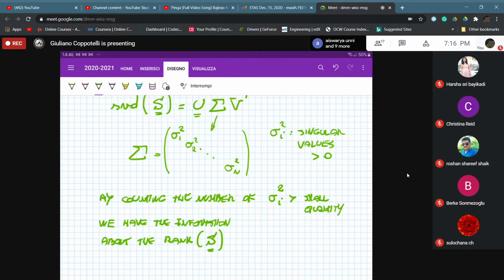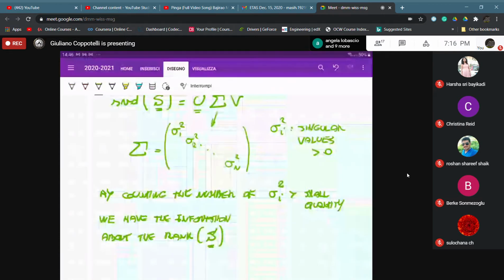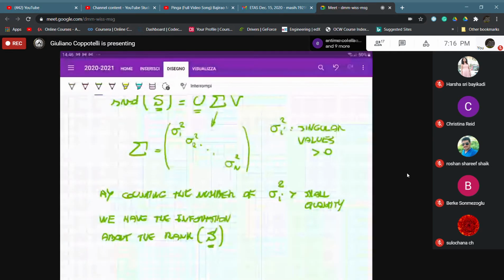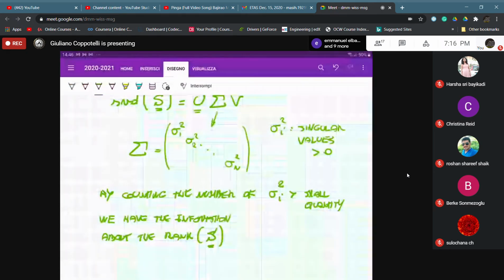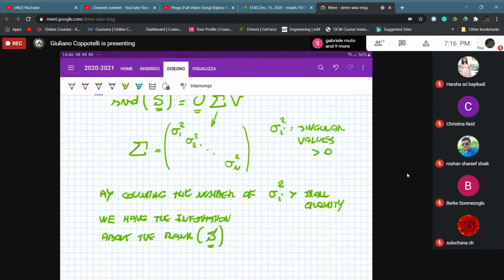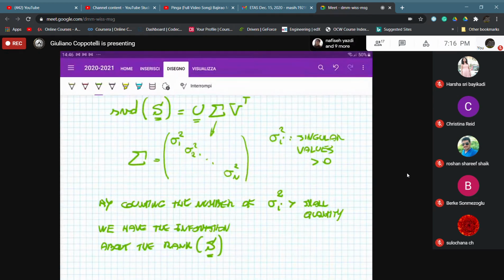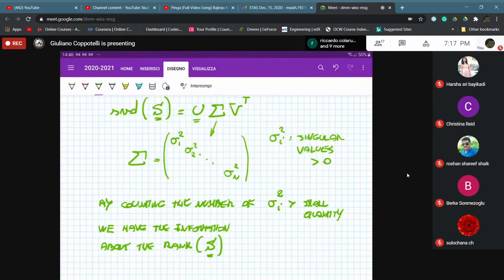If you choose a very, very small quantity, then maybe you are also considering that the noise is contributing to the rank of S. If you are considering a quite large value of this small quantity, then only the most important rows, the columns are considered in the formation of the rank. So it is just a trade-off of this discussion. Okay, so that's it with the structure updating method.